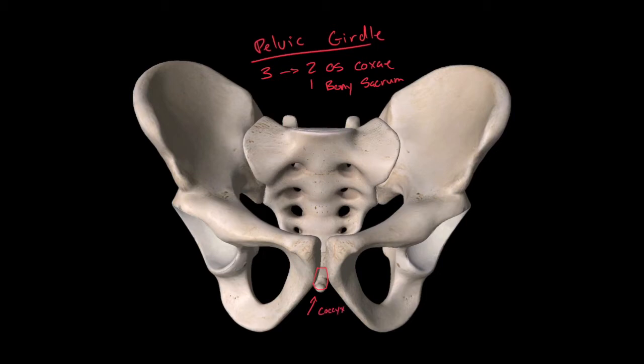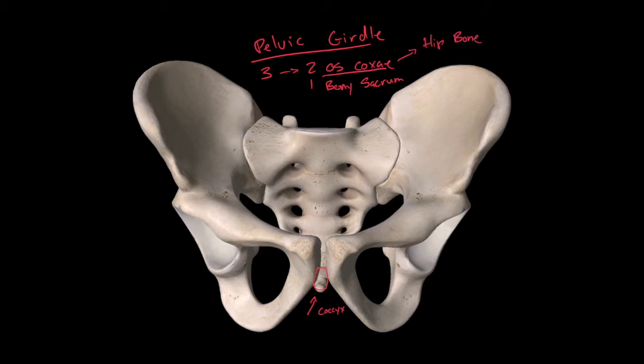That is not part of the pelvic girdle. Again, I say there are only three bones that are part of the pelvic girdle, which are the two os coxae and one bony sacrum. So the coccyx is not part of the pelvic girdle. Okay? Another way you can say os coxae is hip bone.